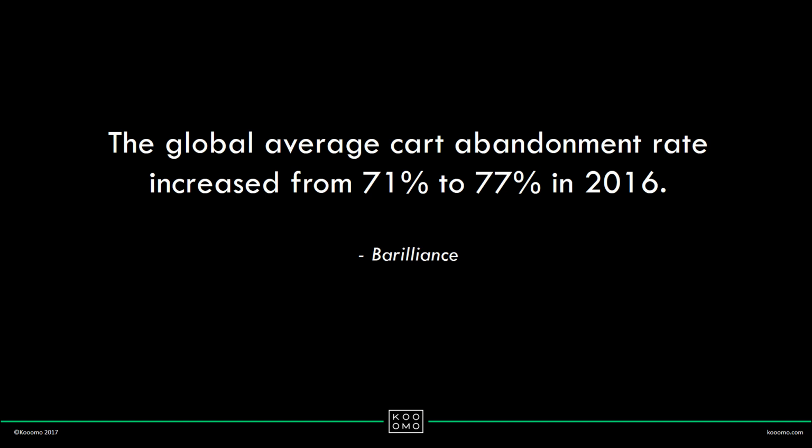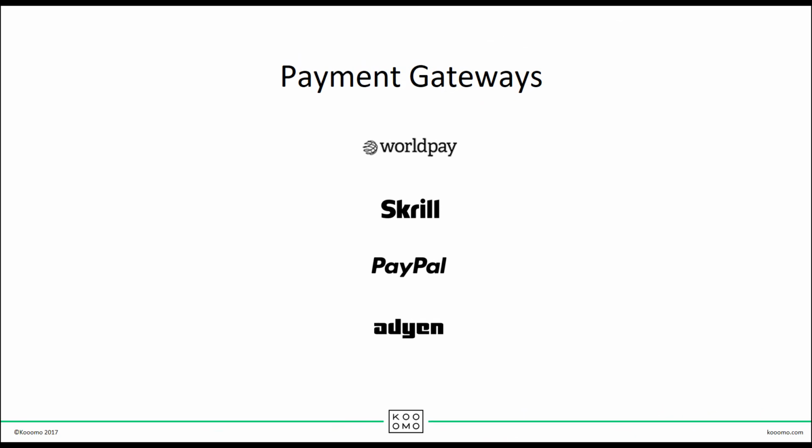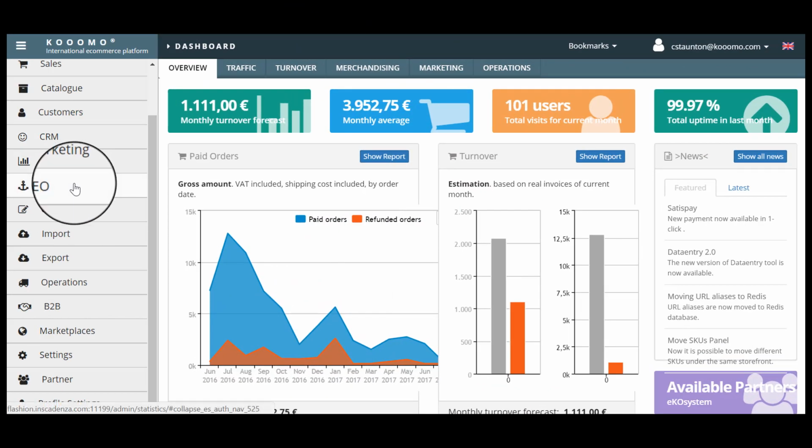So at Kooomo, we've got 17 years experience in trading internationally, and it's already set up to support multiple currencies. So a lot of the features that you might think you need as an add-on actually come as standard with the platform. As you can see here, we've got PayPal, Adyen, Skrill, WorldPay, and many more that are available to you. They're already integrated into the platform and ready to use whenever you need them as a one-click integration.